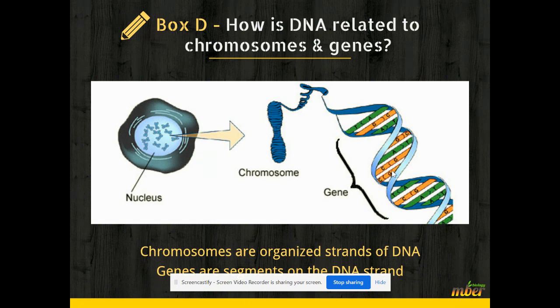So chromosomes are organized. This is a chromosome. It is packed neatly inside the nucleus, right? And this is made up of very organized strands of DNA. So it's kind of like when you make a braid and then you braid that braid into rope and then you store that rope somewhere.